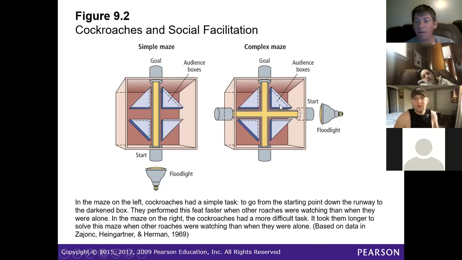Did they try it with other things or just cockroaches? Oh, I'm sure they've done it with other things. I can't think of anything off the top of my head. Like, what if they still did it with the cockroaches, but they put the audience boxes with ants? Does it really matter? Or is it just the presence of something else in the box that makes them? I couldn't tell you. I don't know. That's a good question, though.